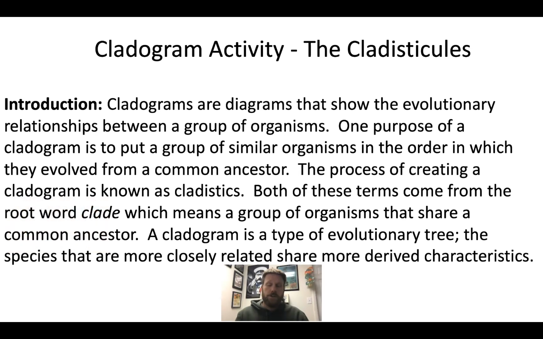So what we're going to do is use an imaginary insect called a cladisticule based on some derived characteristics that we observe. So one purpose of a cladogram is to put a group of similar organisms in the order in which they evolved from a common ancestor. When we create a cladogram, that's known as cladistics. That root word clad means a group of organisms that share a common ancestor. So a cladogram is like an evolutionary tree. The species that are more closely related share more derived characteristics.